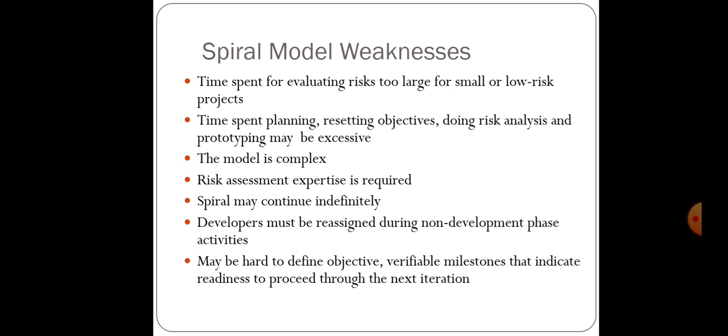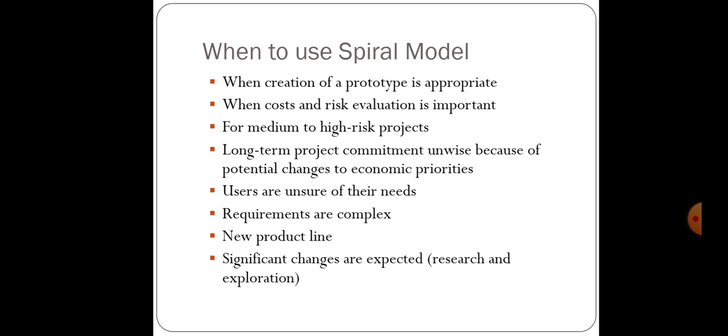Spiral may continue indefinitely since we go on developing the RAD prototyping model. So sometimes this cycle becomes indefinite if the expertise is not there. Developers must be reassigned during non-development phase activities, and it may be hard to define objectives and verifiable milestones that indicate readiness to proceed through the next iteration.